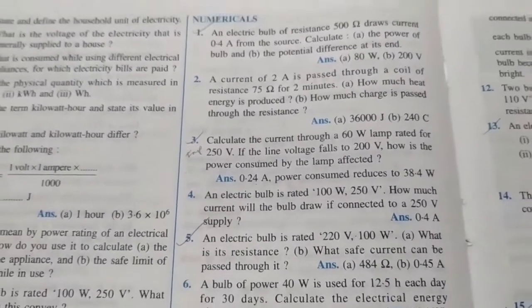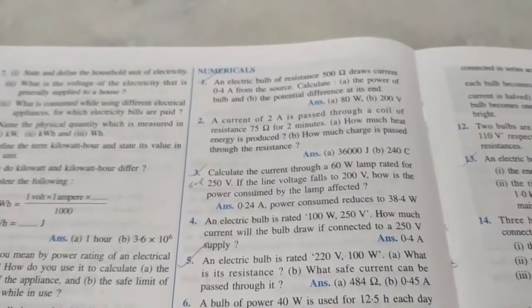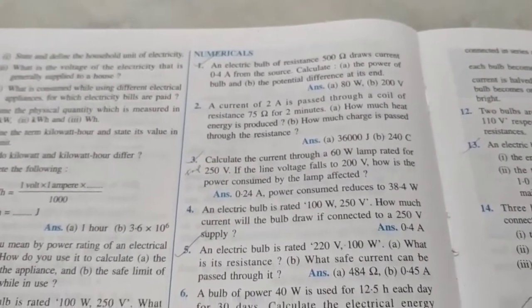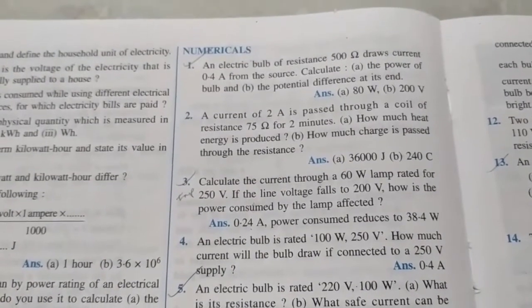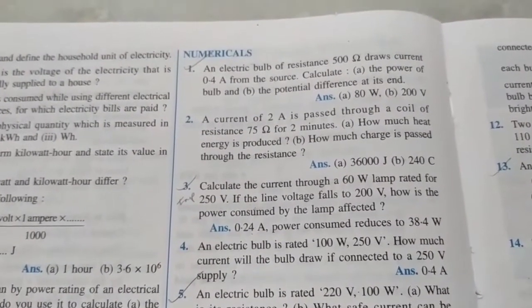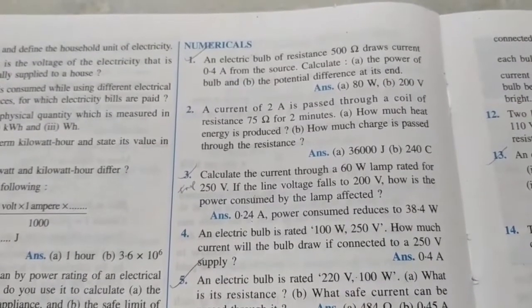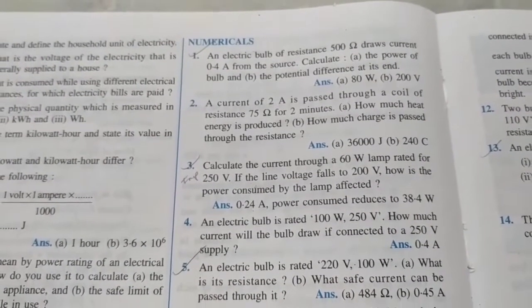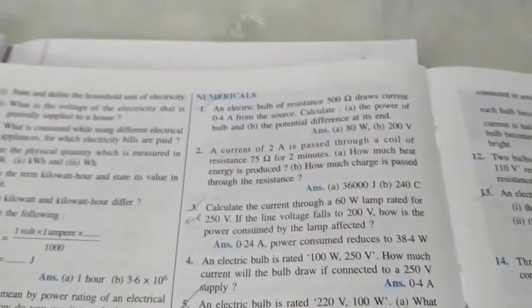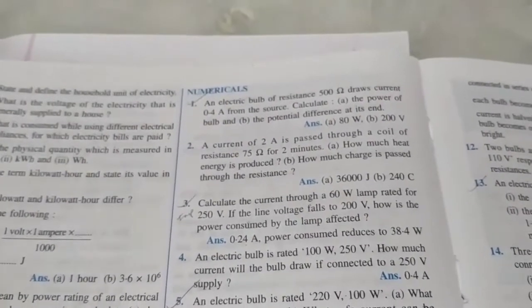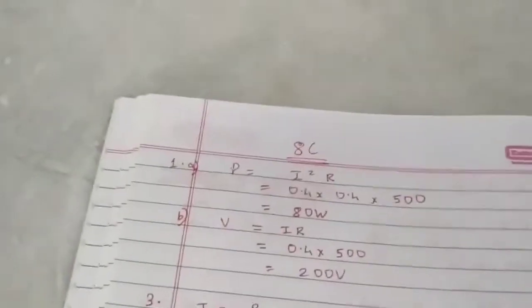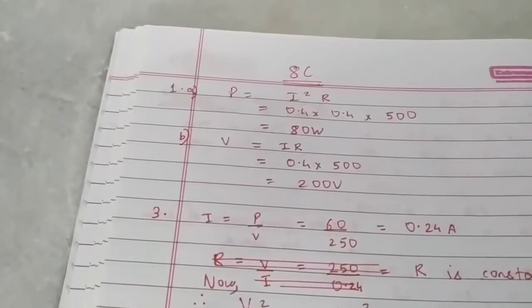Calculate the current through a 60 watt lamp rated for 250 volt. If the line voltage falls to 200 volt, how is the power consumed by the lamp affected? So we have two questions here. First, we have to calculate the current. Which formula shall we use? Think about it. Well, we'll use I is equal to P upon V, which will give us 0.24 ampere.